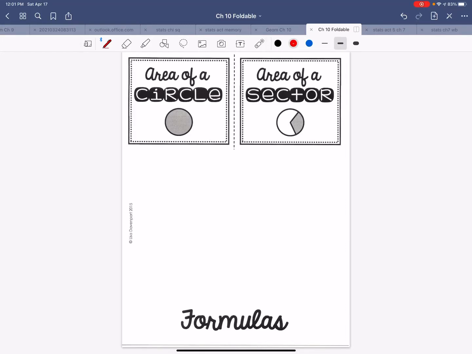Hey guys, welcome back. We're going to do the foldable for the area of a circle and then the area of a part of a circle. Okay, so let's first look at our formulas.